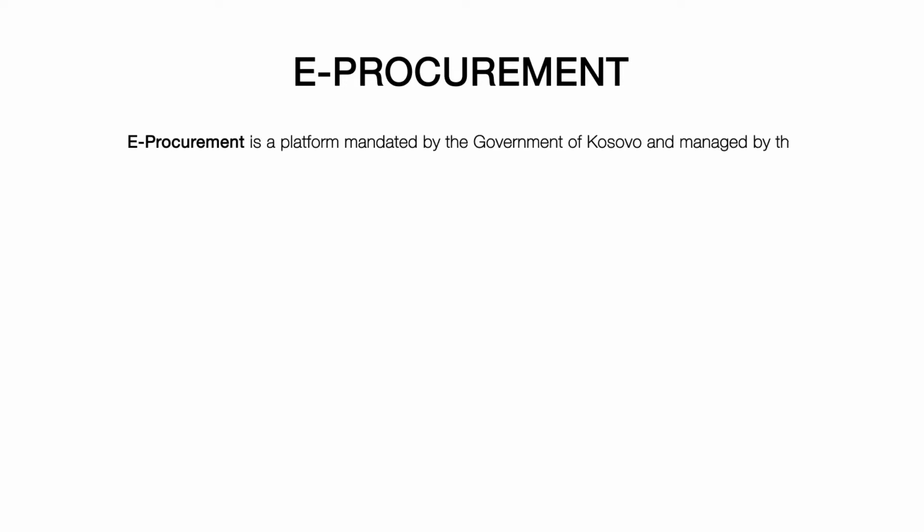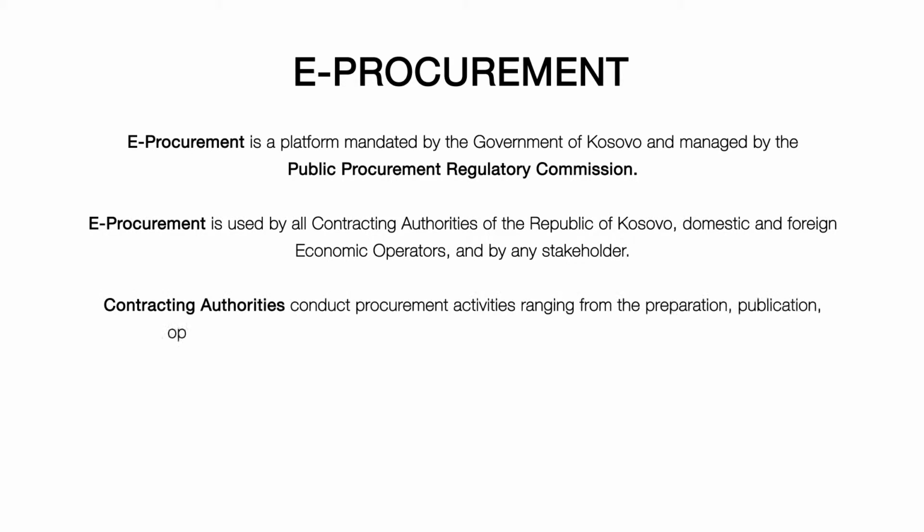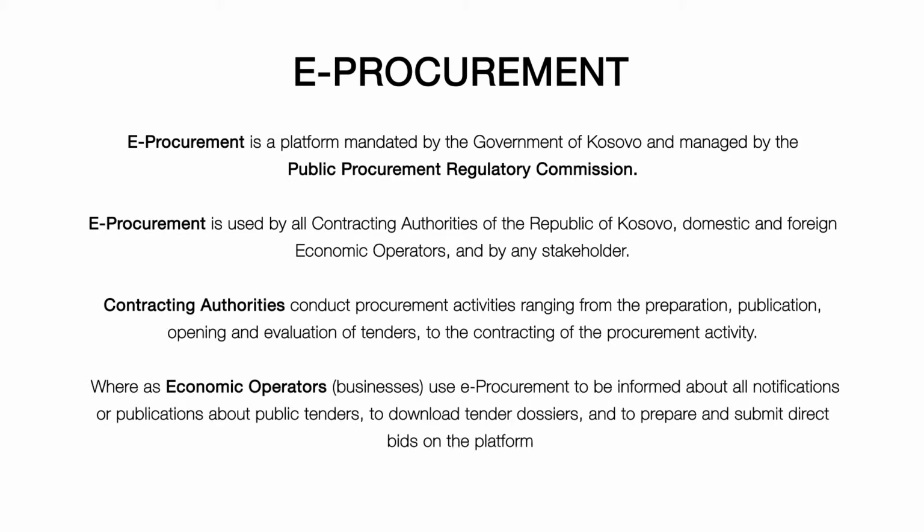E-procurement is a platform mandated by the government of Kosovo and managed by the Public Procurement Regulatory Commission. E-procurement is used by all contracting authorities of the Republic of Kosovo, domestic and foreign economic operators, and by any stakeholder. Contracting authorities conduct procurement activities ranging from the preparation, publication, opening, and evaluation of tenders to the contracting of the procurement activity, whereas economic operators, businesses, use e-procurement to be informed about all notifications or publications about public tenders, to download tender dossiers, and to prepare and submit direct bids on the platform.